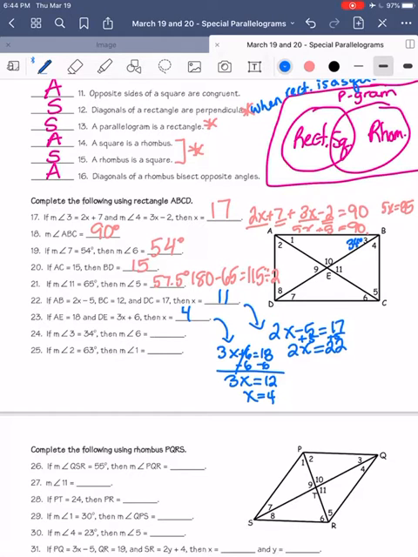Okay, so we got to do some piecing together to get this one. This one's kind of a lot. All right, so I guess there's really a number of ways you can do this and still get the right answer, which is really always nice about math.